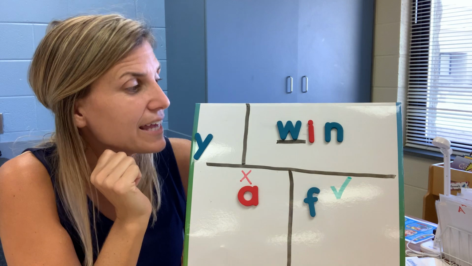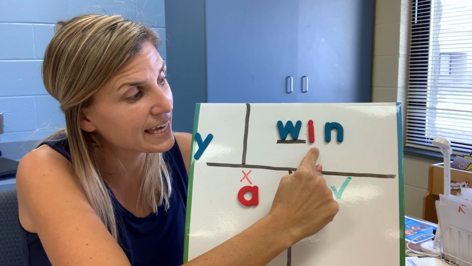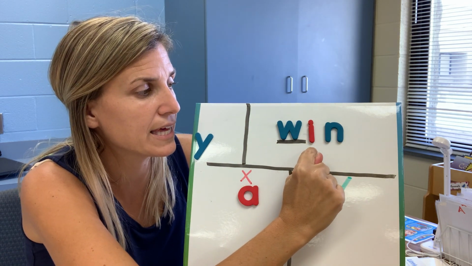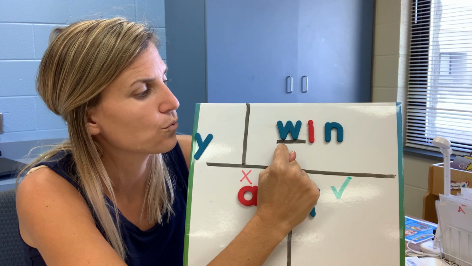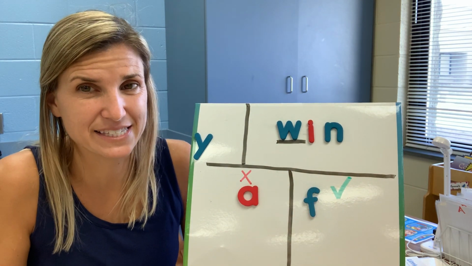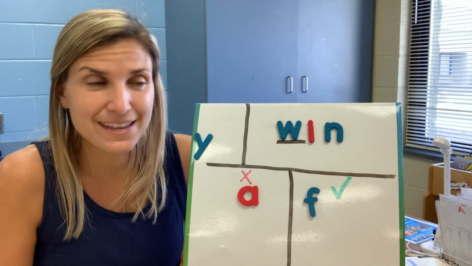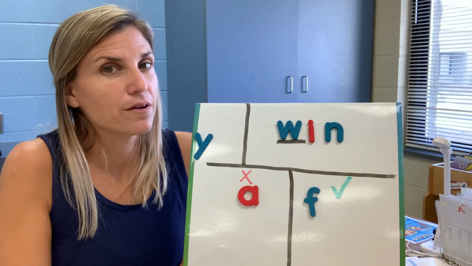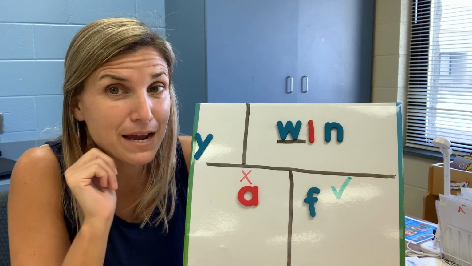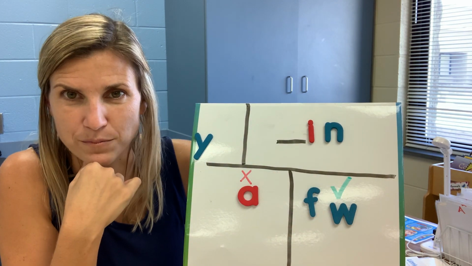W, I, n. Let's say it again. W, I, n. Let's blend it. W, I, n. Win. Could we use that in a sentence? I like to win. Yes, that makes sense. So let's see. In, thin, win. Those are all rhyming words. So win goes in our word family.